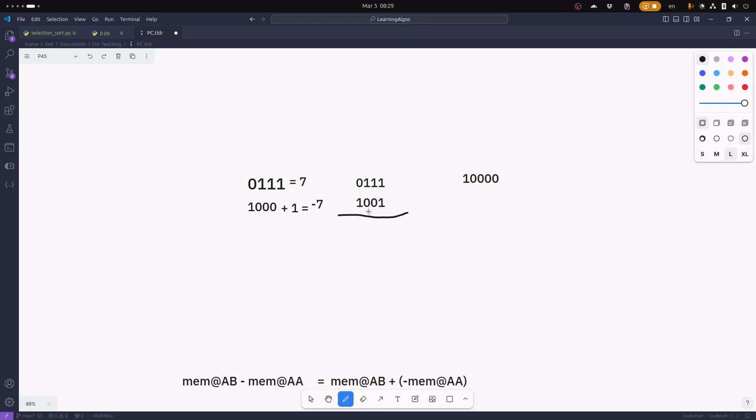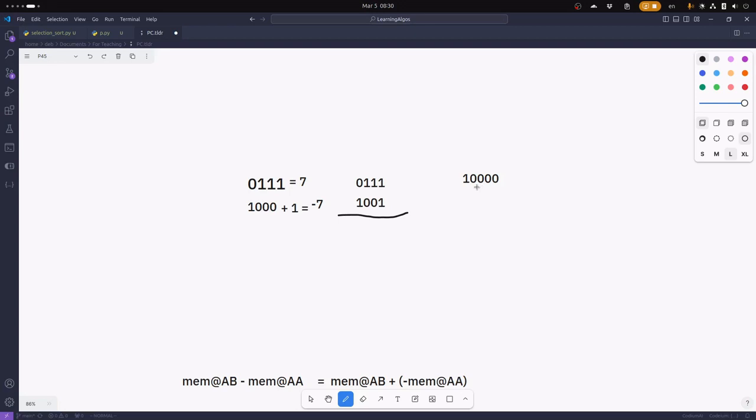If we add these two up, we should get 0, since this means +7 and this means -7 in 2's complement. If we add them, we get this bit pattern. Since we are using 4-bit 2's complement, here we got an extra bit. These are 5 bits here.